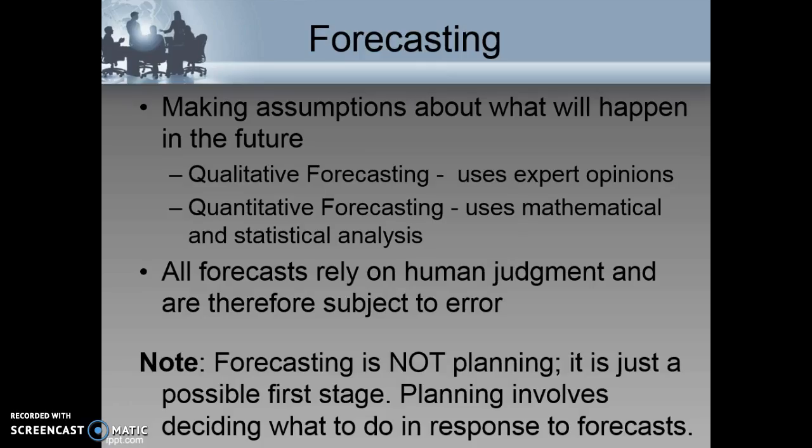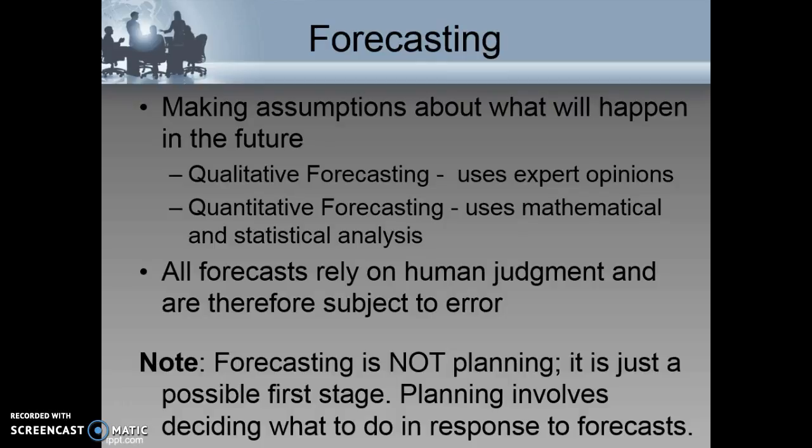The next thing we'll look at is called forecasting. This is where we're going to try and make assumptions about where the marketplace is going to be in the future. What's going to happen in the future? Okay? We can do this both qualitatively and quantitatively. In qualitative forecasting, we're going to find experts in the field and find their opinions as to where they think the marketplace is going to go.